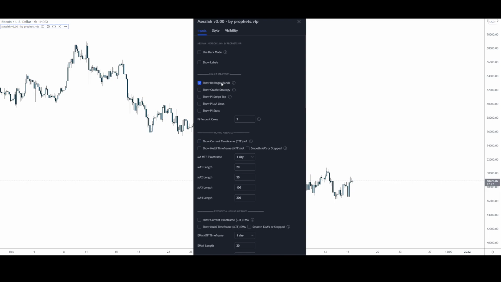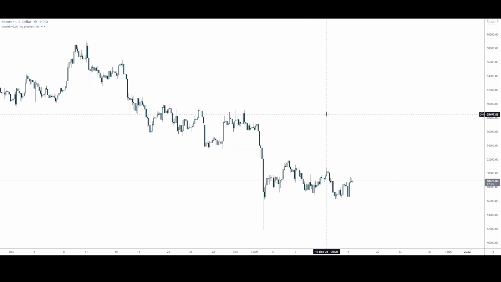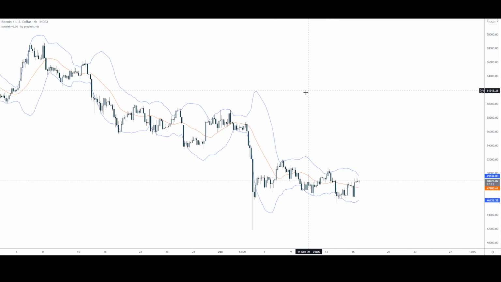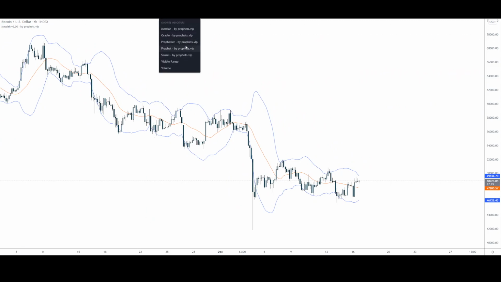So by default, we have Bollinger Bands on here. It is a free indicator. We've just included it in it, just because when you've got a bunch of the Prophets.vip indicators on your tabs, you might not have the full paid account, the high tier one, which allows you to have additional indicators. So we've got a few free ones on here that you're able to play with.